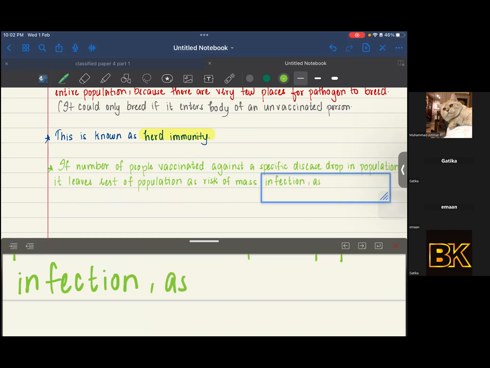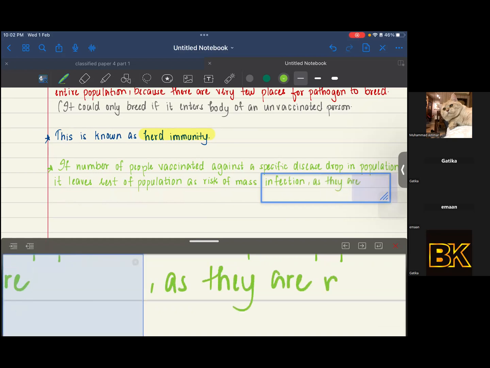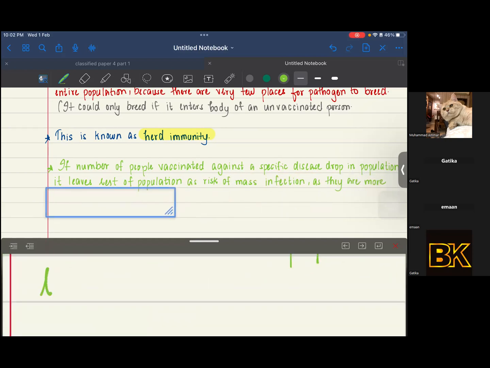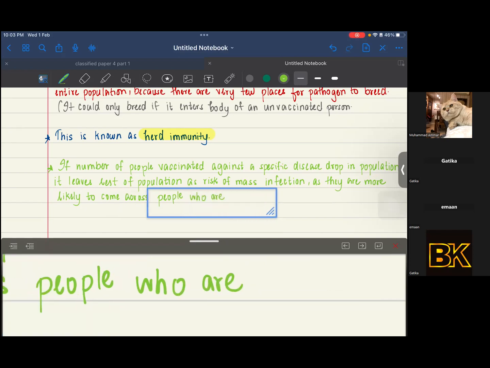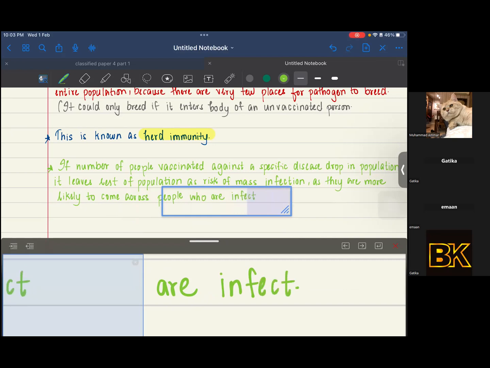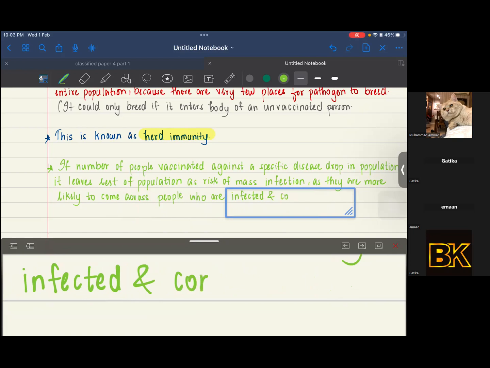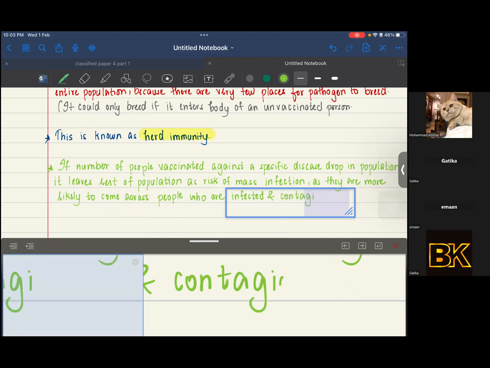As we will also write, the reason is that those people are more likely to come across people who are infected and contagious. So this will increase the number of infections as well as the number of people who could die from these specific infectious diseases. Okay, that was about herd immunity.